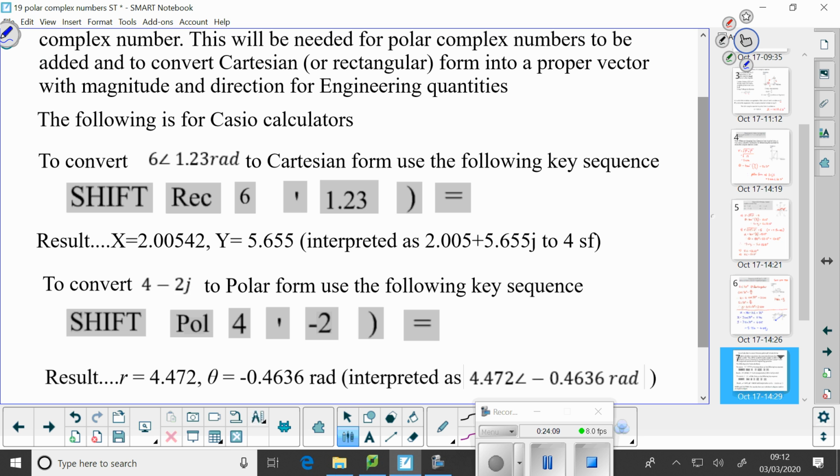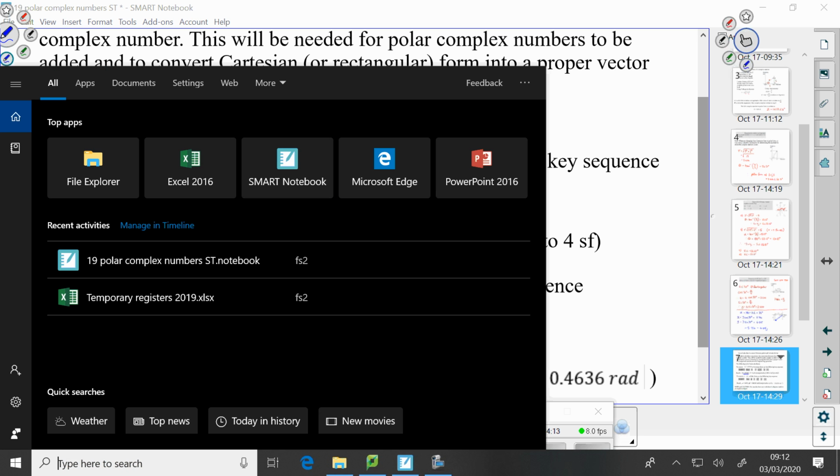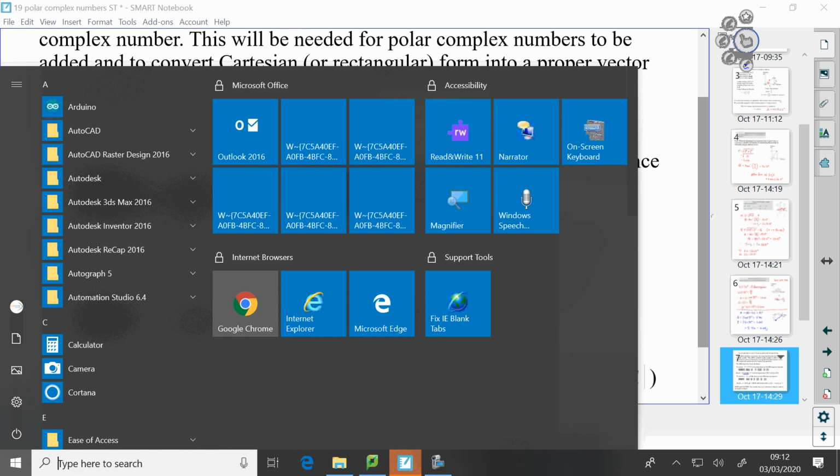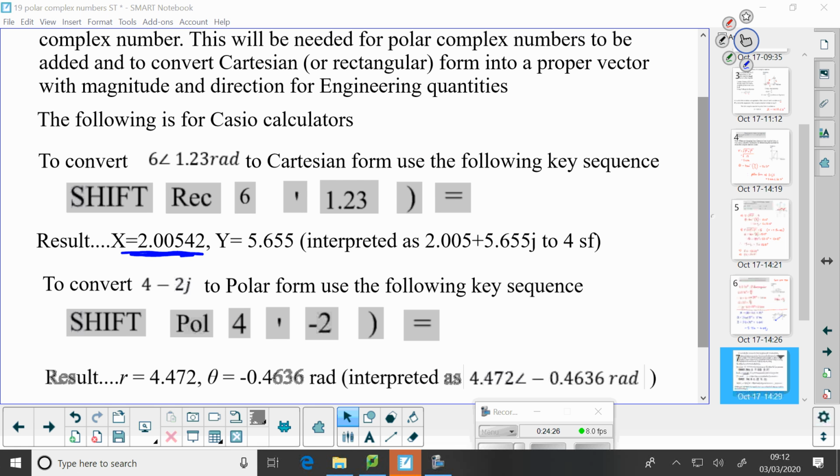What you'll get is an x value, which is your real part.